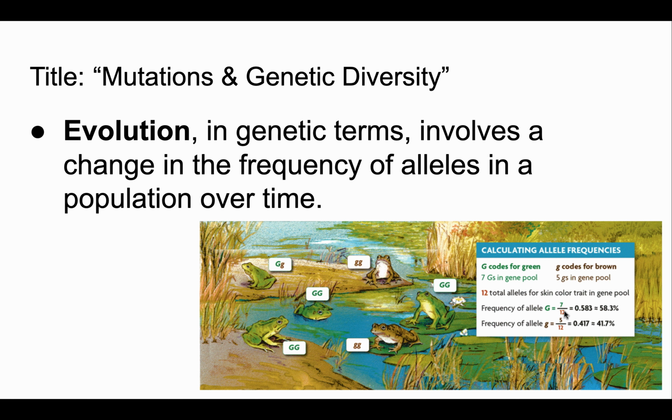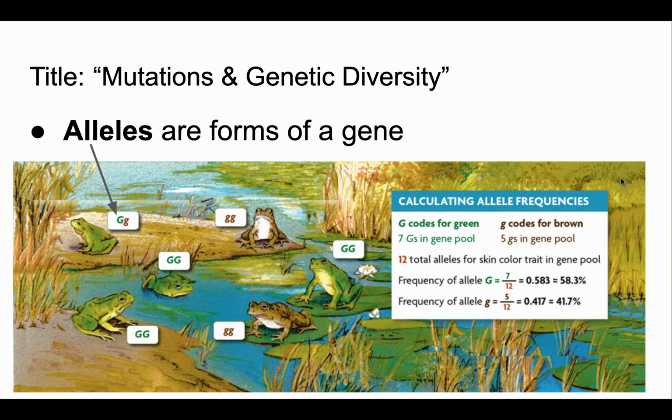So we compare 7 divided by 12 for 0.583, and you can stop there, or you can multiply that by 100 to get 58%. So 58% of the alleles in the population are capital G. For lowercase g, we have 5. So we have 1, 2, 3, 4, 5. So 5 divided by 12 is 0.417, or if we multiply that by 100, we get 41.7% of those alleles are little g.